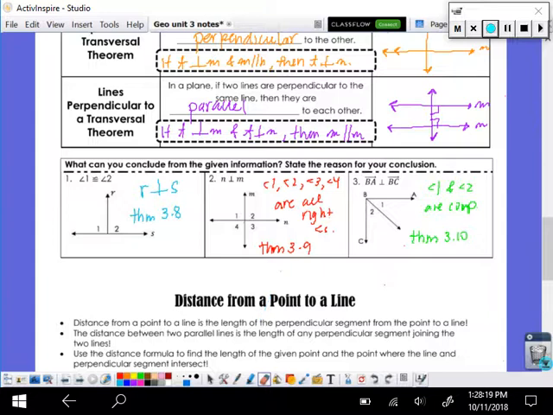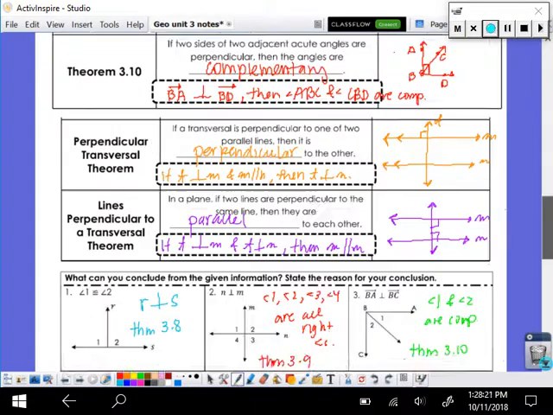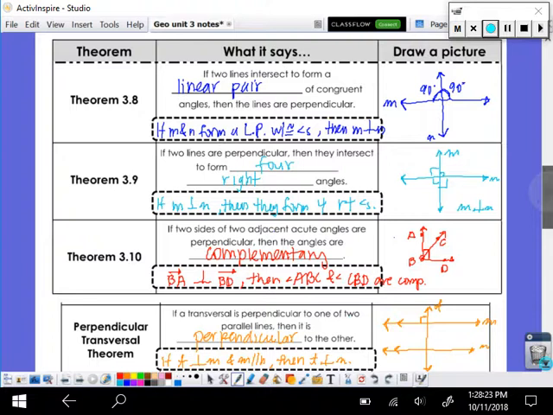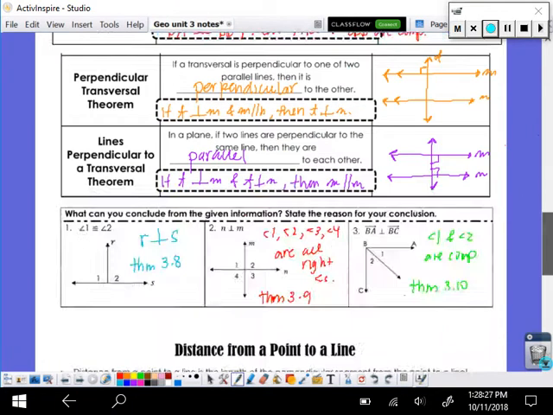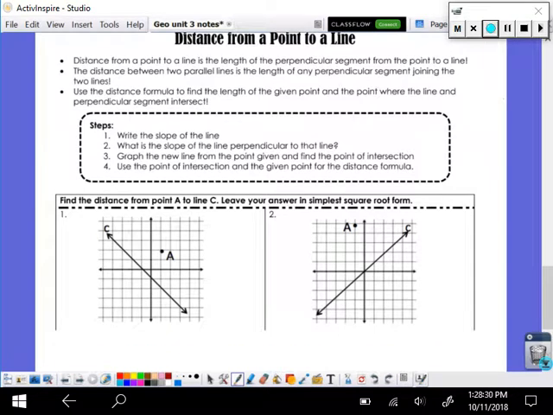So start really learning those couple theorems. Pretty self-explanatory, especially if you see a picture or draw a picture, you'll be able to figure out what they're talking about. Okay, our last notes for today. Hallelujah. Almost there.